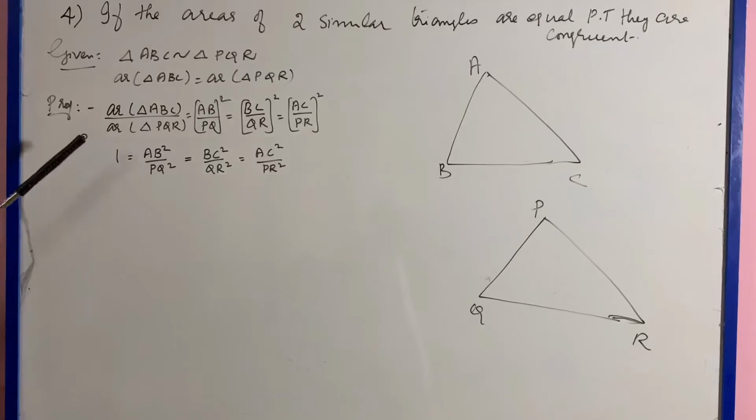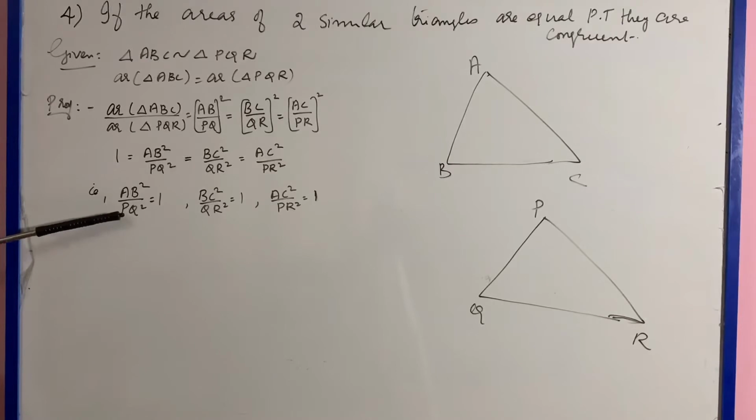Look here. You have AB square by PQ square is equal to 1, which is equal to BC square by QR square, which is equal to AC square by PR square. That means each ratio is equal to 1, this ratio 1, this ratio 1, and this ratio also 1. Write that.